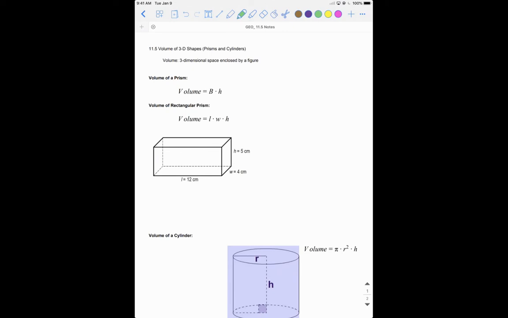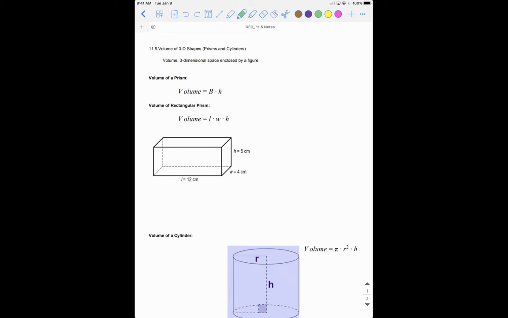And as we talk about three dimensions, then we get to units that are to the third power. So let's say our units were centimeters. Now we're talking centimeters cubed. Very important part. So let's kind of look through some of these. Again, we're talking about two different kinds of volume. First, we're talking about volume of prisms.